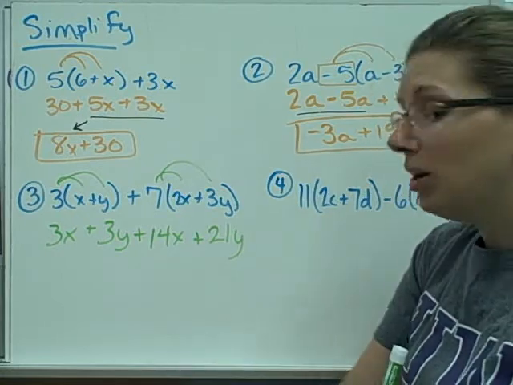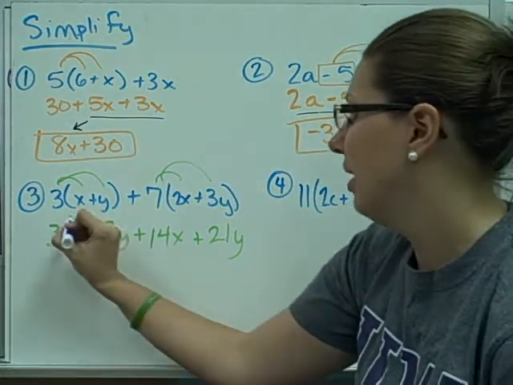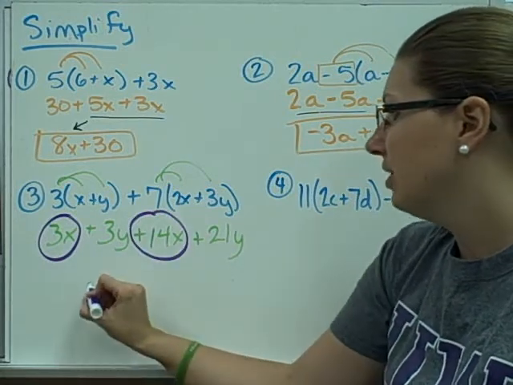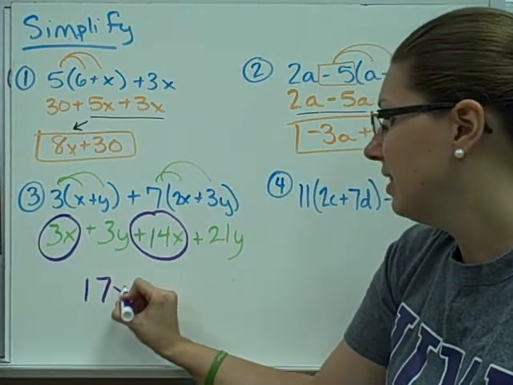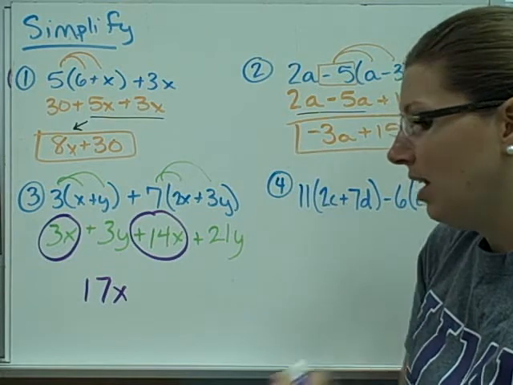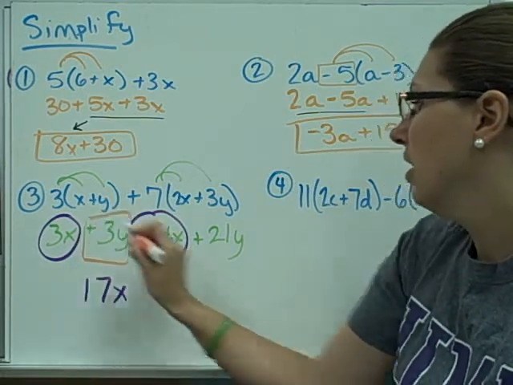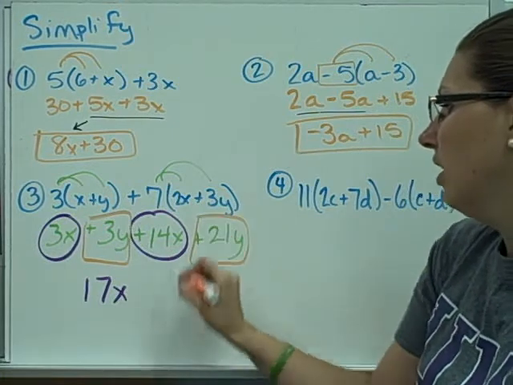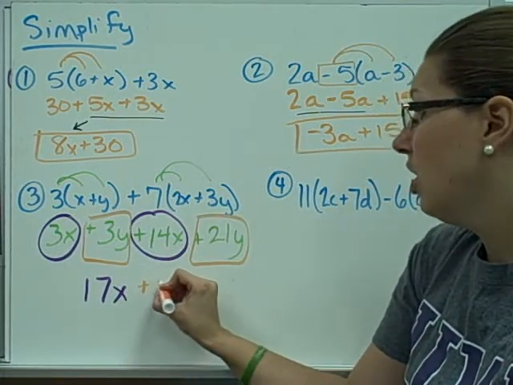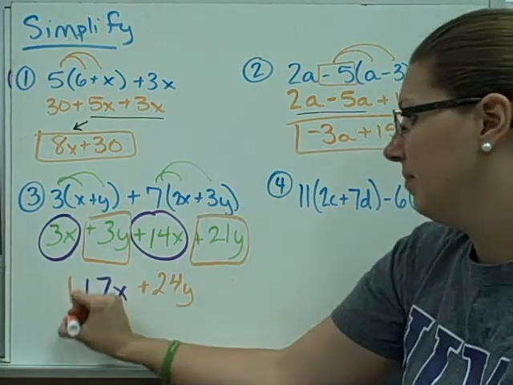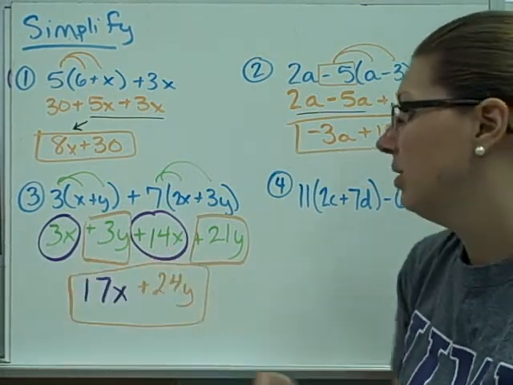From this step, I gotta find my like terms. My like terms are 3x plus 14x. Altogether, that's 17 x's. Then my other like terms are positive 3y and positive 21y. That's positive 24y. Final answer, 17x plus 24y.